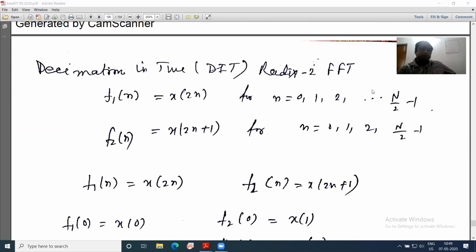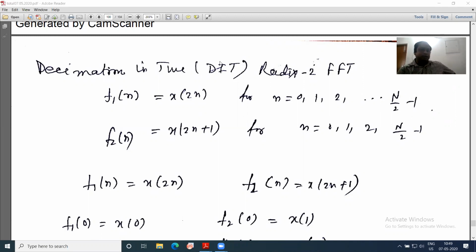Suppose the original signal is n point, right? Then when we are deriving in two parts using odd-even decimation, the new function that is developed has the value of n as n by 2 minus 1.